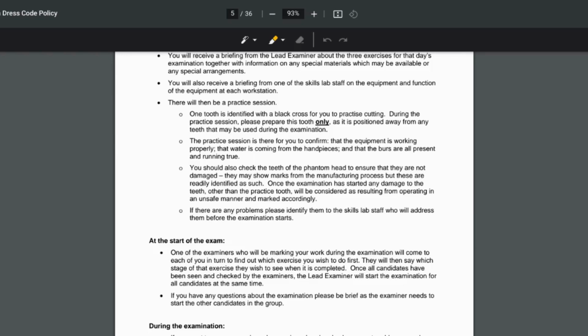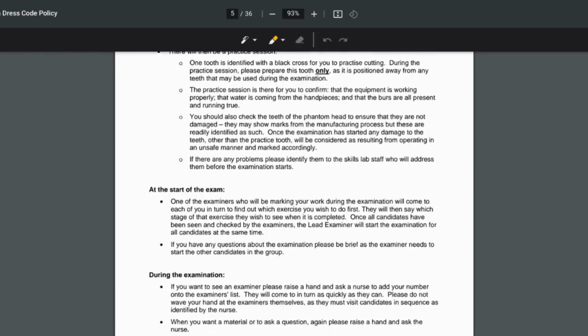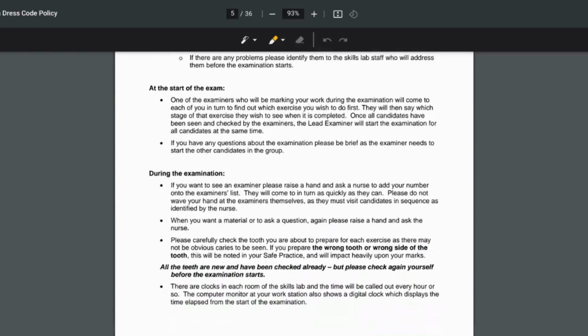And at the start of the exam, one of the examiners will come to you and ask which exercise you want to do first. So that is your choice. You can tell them, I'll be doing this particular exercise, and then the examiner will say, okay, fine, you want to do this, show me at this stage. So this is what happens. And you can definitely ask the examiners if you have any concerns or doubts.